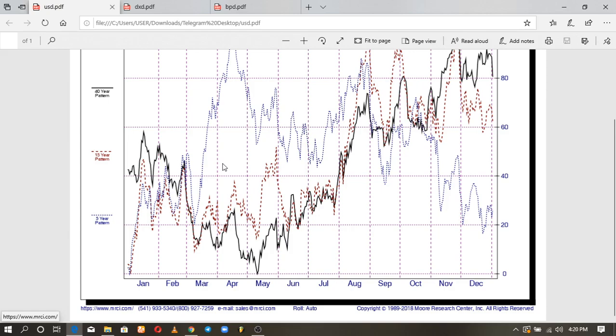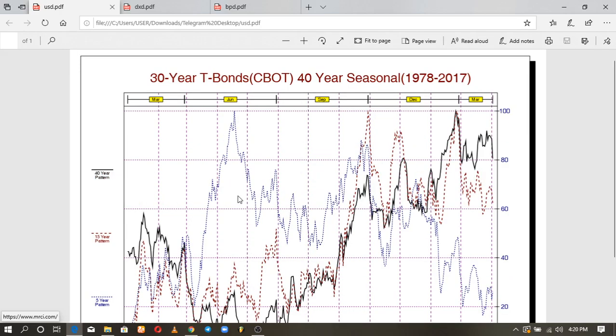As I just explained, the treasury bonds do the opposite to what the DXY does. So the treasury bonds and the DXY are opposite of each other. So if treasury bonds are rallying, you want to see DXY dropping. If treasury bonds are dropping, you want to see DXY rallying.